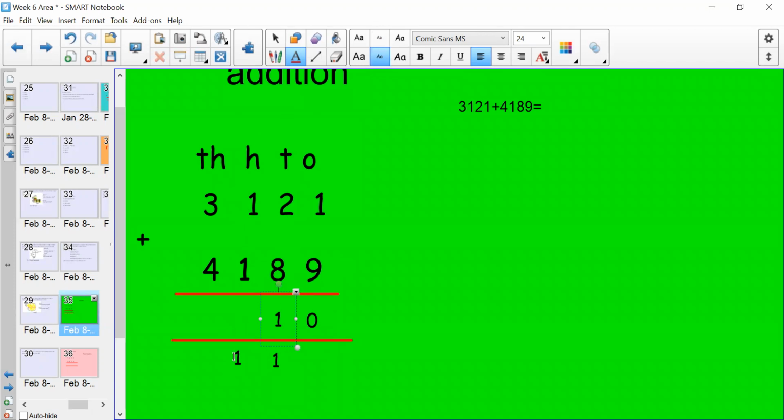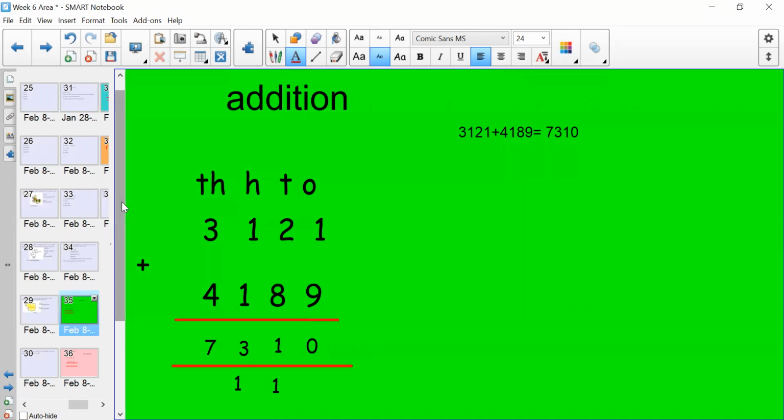Okay, then we move to the hundreds column. We've got 100 plus 100 is 200. We mustn't forget about the 100 that we've regrouped over there. So the answer will be 300. And then the thousands column, we've got 3,000 plus 4,000 is 7,000. Okay, so then the answer to this question is 7,310. Okay, so that is how we do column addition. So remember that, because we will be using that in our quiz later on.